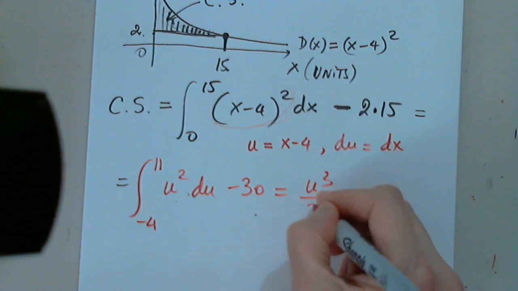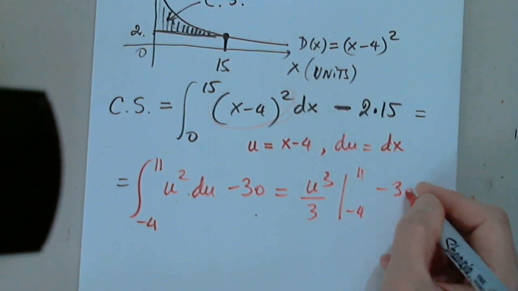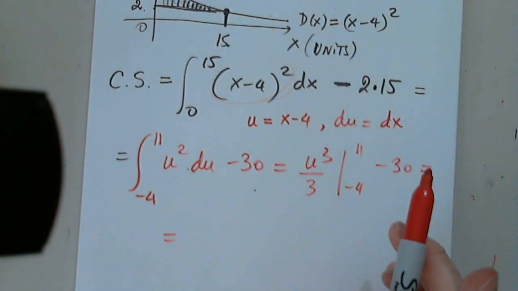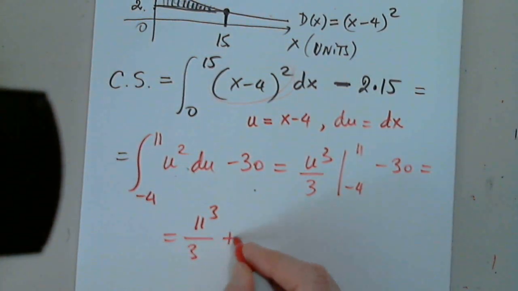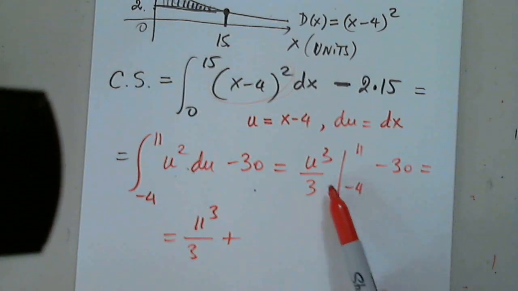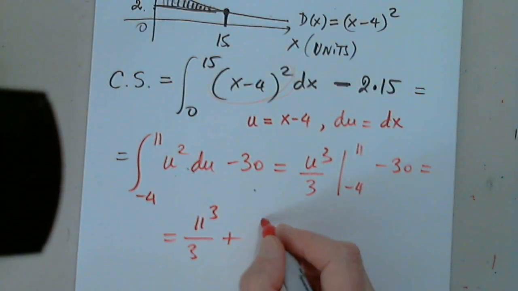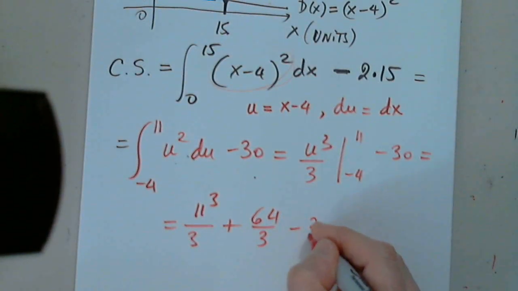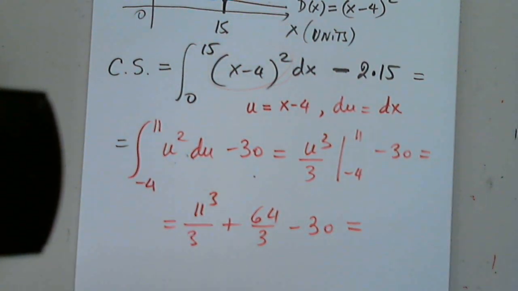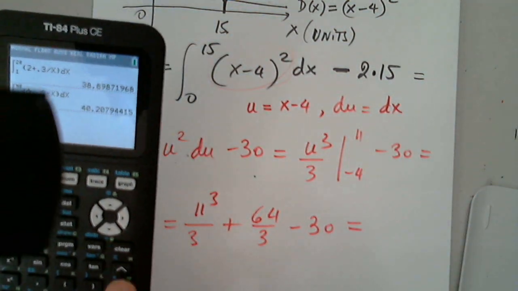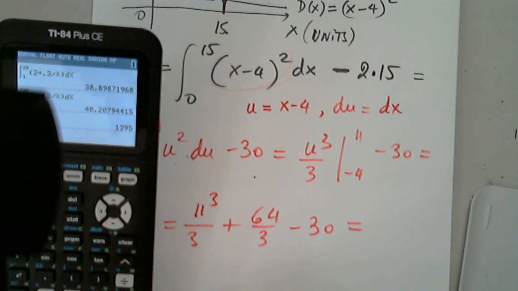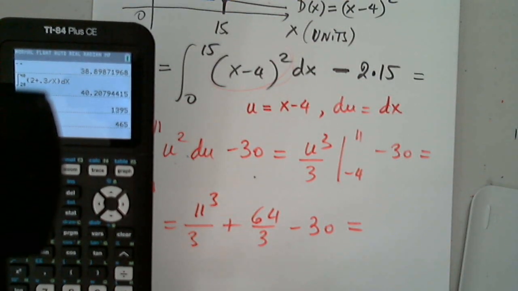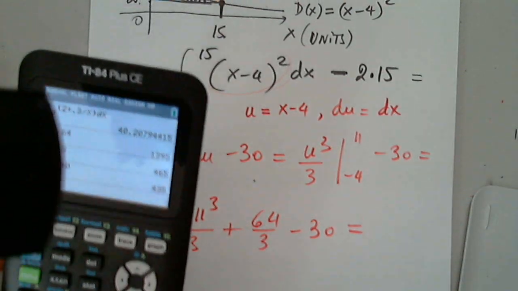So this is u to the third over 3 from negative 4 to 11, minus 30. I do not go back. It's a definite integral. So I have 11 to the third over 3 plus, because it's minus but it's negative, 4 to the third power. So 64 over 3, but minus 30. I made the problem on the spot, so I don't know what to expect. So plus 64, and divide the whole thing by 3, and then minus 30, so 435.